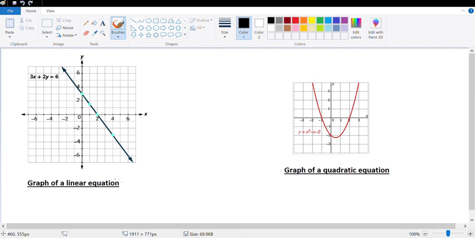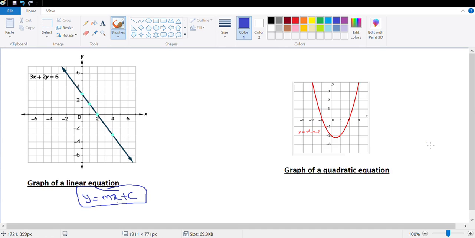So this is the graph of a linear equation. We've done this in class 9. The linear equation was of the form y is equal to mx plus c. We take various values of x and we'll get the value of y which we plot. It would be a straight line.